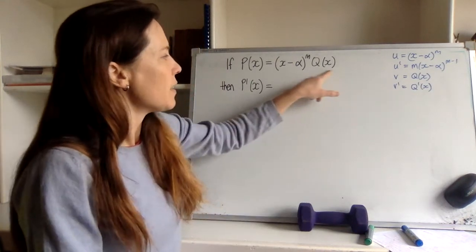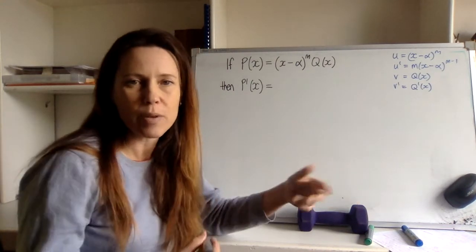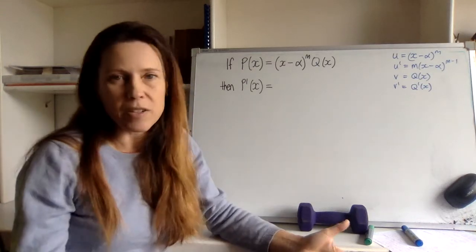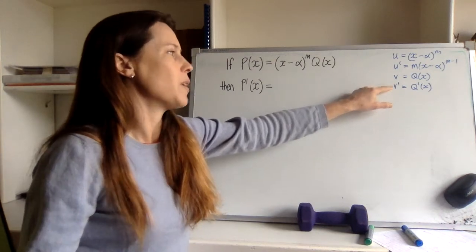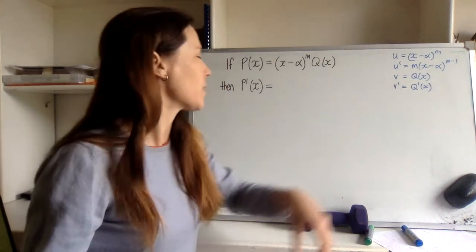For the other part, v, it's some quotient, it's some polynomial in x. And I don't know what it is, I don't have the formula for it. So it's enough to say, look, I can just differentiate by calling it q dash x.